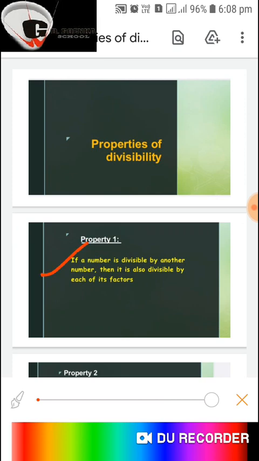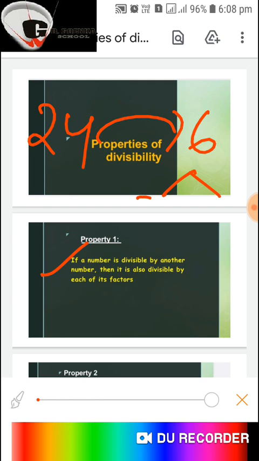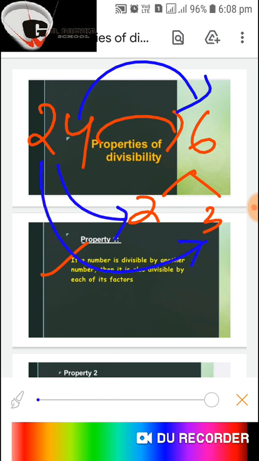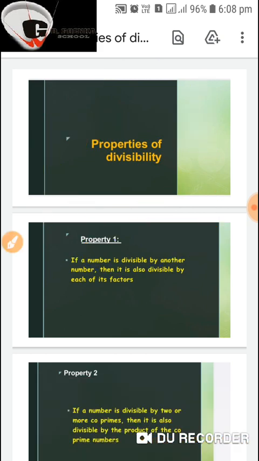Let us look at the first property. It says that if a number is divisible by another number, then it is also divisible by each of its factors. What does that mean? Let us consider the number 24. We know 24 is divisible by 6, and we also know that 2 and 3 are factors of 6. So this property says that since 24 is divisible by 6, 24 is also divisible by the factors of 6. That is, 24 is also divisible by 2, and 24 is also divisible by 3.